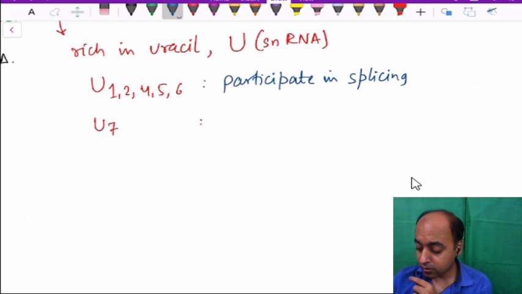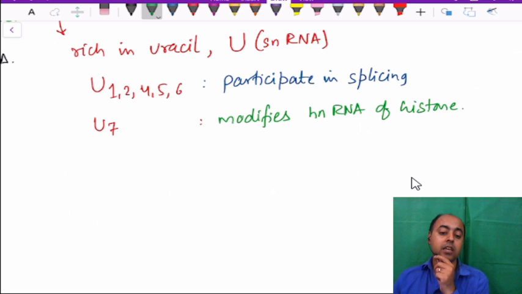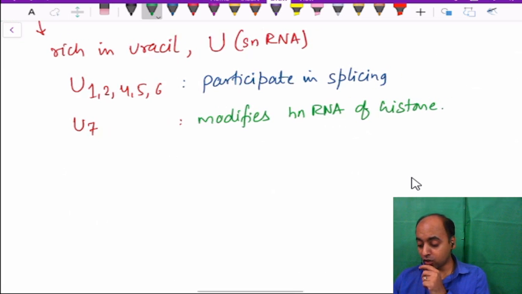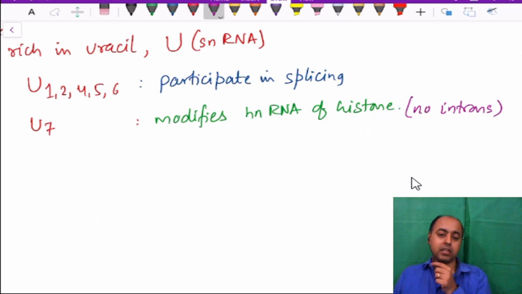U7 modifies the HnRNA of histone. Please note, I have not used the term splicing. I have written the term modifies the HnRNA of histone. Why have I used this peculiar term? Because in the histone, we don't have any intron. It is the only HnRNA transcript in the eukaryotes without introns. So it doesn't need splicing, rather it undergoes modification for activation.